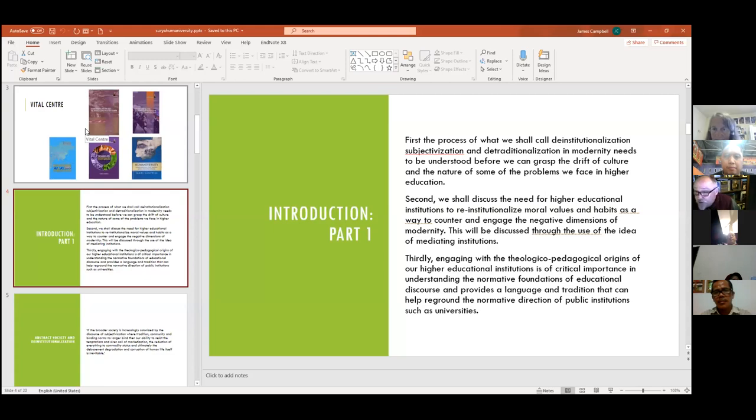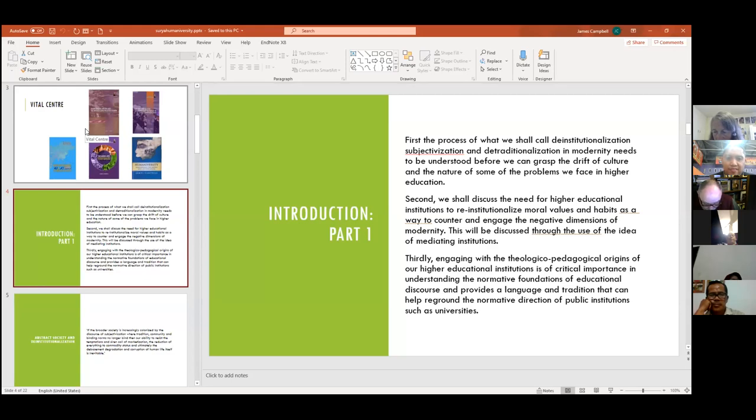Secondly, there is the problem of how to reinstitutionalize moral habits, mores, and so forth within our institution. So we have the problem of the deinstitutionalization of moral norms. We have the potential solution, yet difficult, of reinstitutionalizing this, and how do we do this? And I'm going to discuss this through the prism, using the idea of universities as mediating institutions.